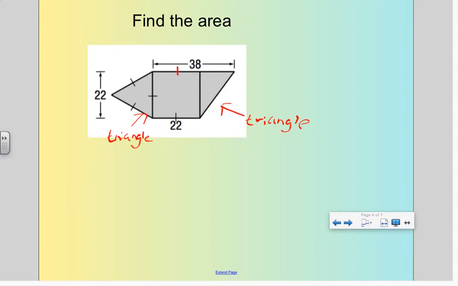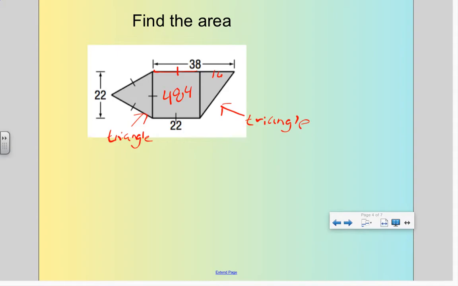No, this would be 22. So if we know this section right here is 22, to find our base of our triangle, we're just going to take the 38 minus our 22. So that's going to leave us with 16 here. If I find the area of my square here, that's going to be 22 squared, or 22 times 22. So we get 484 for my square in the middle.